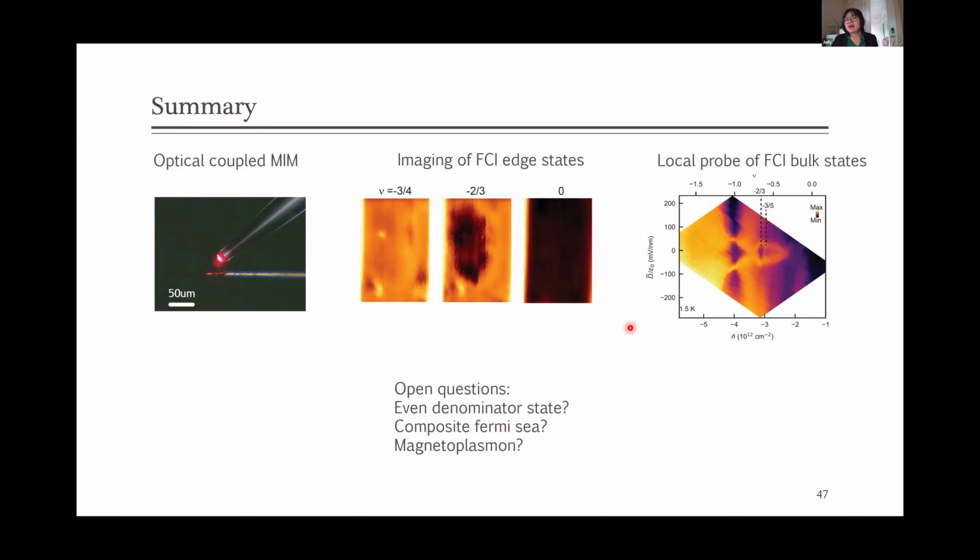But there are a lot of other open questions we wanted to solve. Can we see even denominator states, composite Fermi liquids? What is the origin and the species of the magnetoplasmons that we're really seeing in our measurements? And that's to be studied.